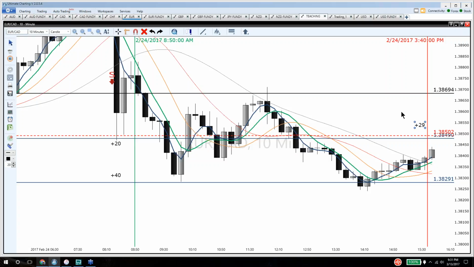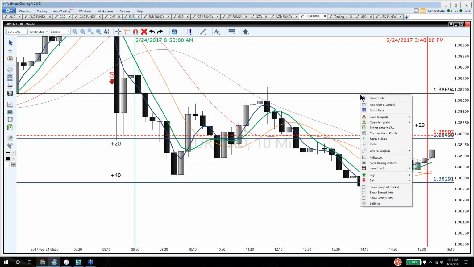Chris, that's correct. If you want the most confirmation, you can wait for all three to cross. Okay. So now that this market has crossed above both the red and the black lines, we've got a change in bias, yes?